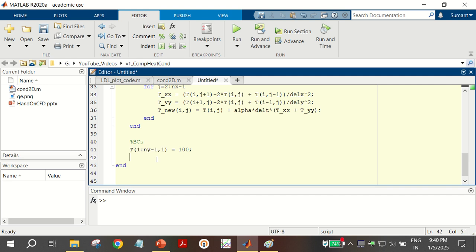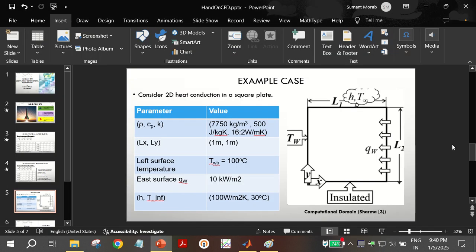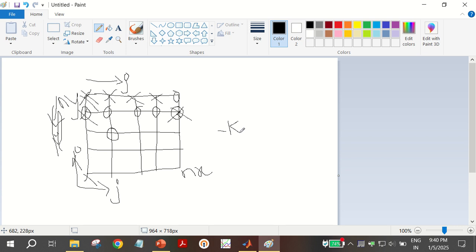East boundary will be nothing but nx minus 1 to the east boundary. So it's k into dt by dx equal to qw. Sorry, it's minus k dt by dx. You have to be very careful about the signs. So it's minus k into dt by dx. How will you write? T at j plus 1 minus T at j. You are already at the east boundary, so this is j minus 1, because you cannot have j plus 1 again.